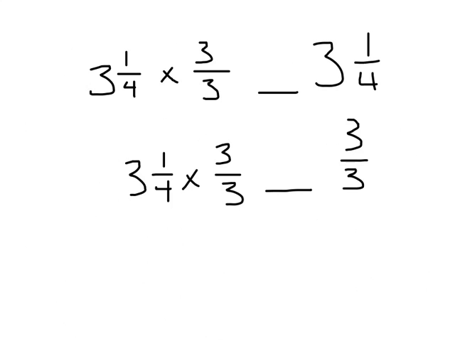Let's try this one. Am I multiplying 3 and 1/4 by a number less than 1, equal to 1, or greater than 1? I'm multiplying by a number equal to 1. So it's going to be equal. Am I multiplying 3/3 by a number less than 1, greater than 1, or equal to 1? I'm multiplying by a number greater than 1. So it's going to be greater.